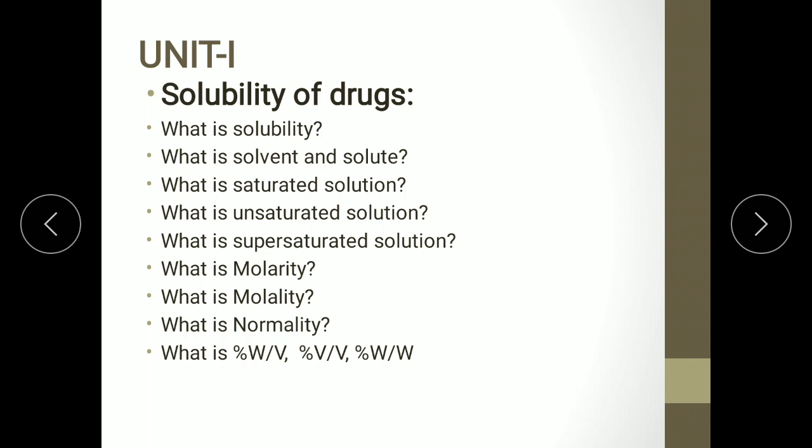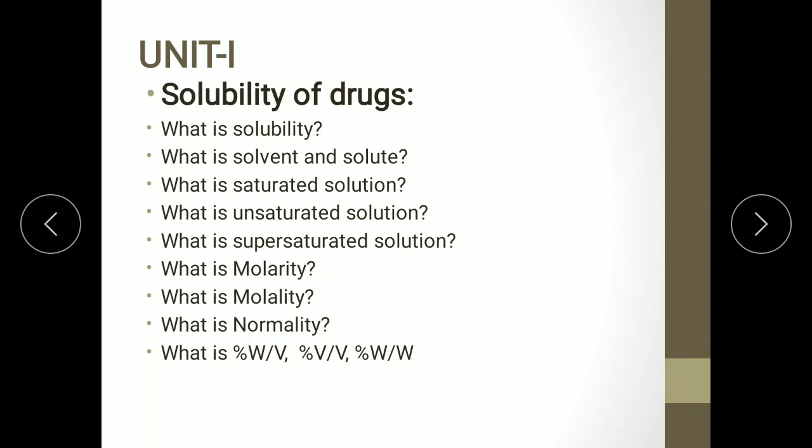Then what is molarity? Molarity is the number of moles of solute per liter of solution. Then what is molality? Number of moles of solute per 1000 gram of solvent. Here 1 liter, here 1000 gram, that is the difference between molarity and molality. Now what is moles?